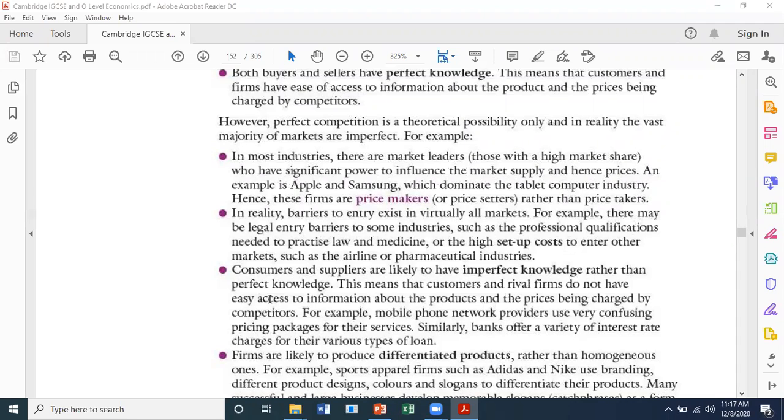For example, mobile phone network providers use very confusing price packages for their services. Similarly, banks offer a variety of interest rate charges for their various types of loans. Okay, so this is how it is.